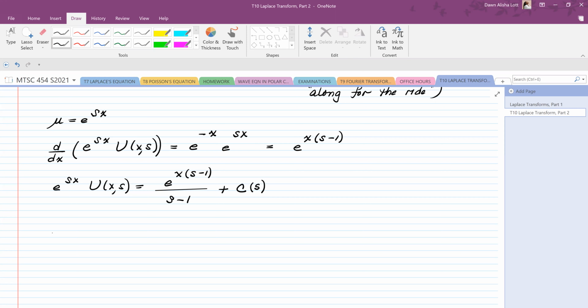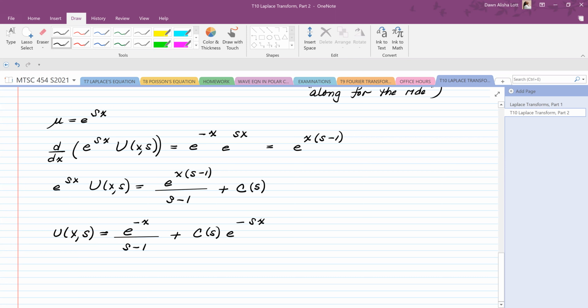So now U of x and s turns out to be e to the minus x divided by s minus 1, and then I'm going to get plus c, which again could be a function of s, times e to the minus sx.